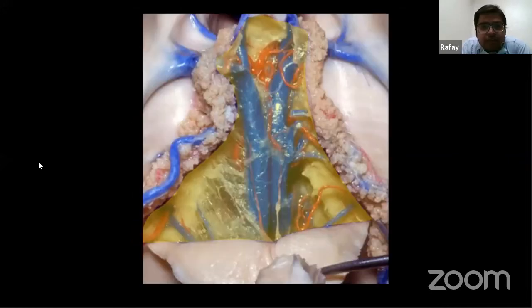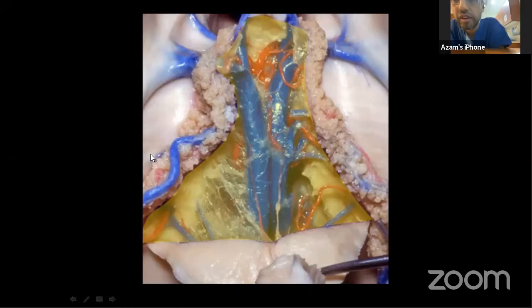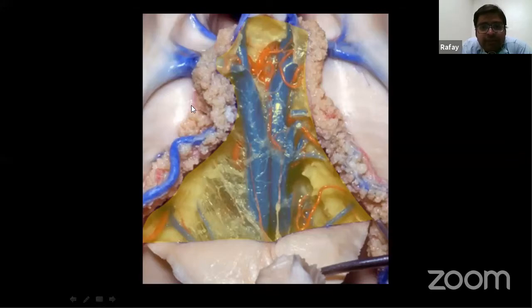The next one, can anyone identify this triangular area highlighted with yellow and its significance? We have a lot of votes for velum interpositum. Yes, absolutely correct. This is the velum interpositum. Can anyone tell about the significance of this space?